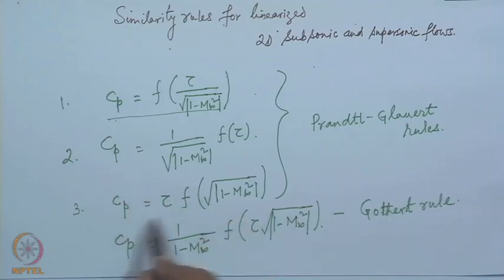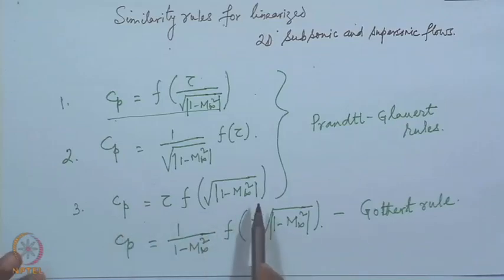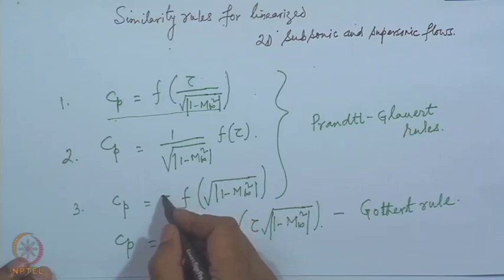The third rule can be interpreted as saying that the pressure distribution, or the pressure coefficient at any point, is proportional to the thickness if the Mach number remains fixed. So, for a fixed Mach number, the pressure coefficient at any point is simply proportional to the thickness.